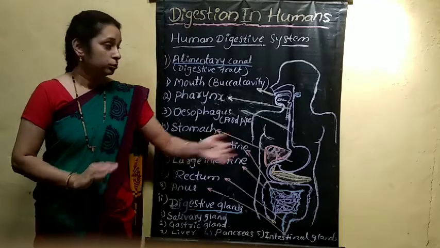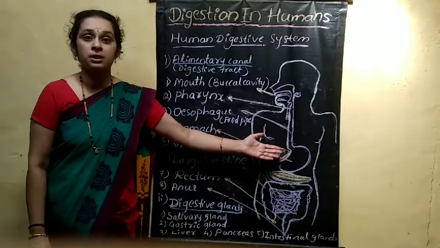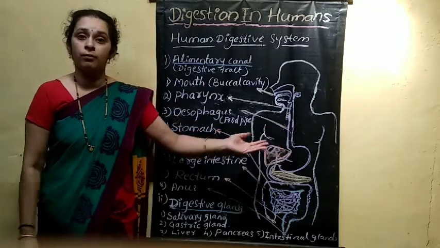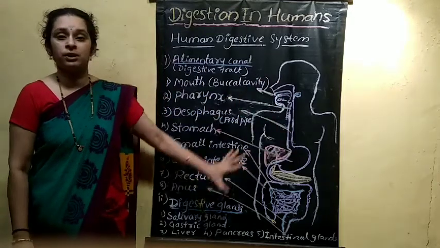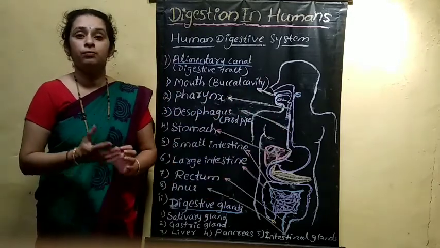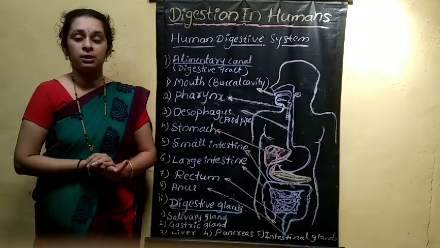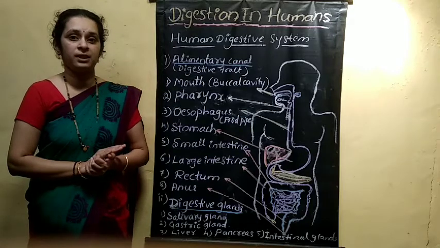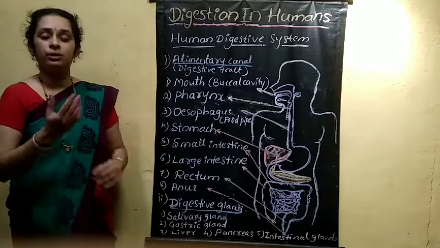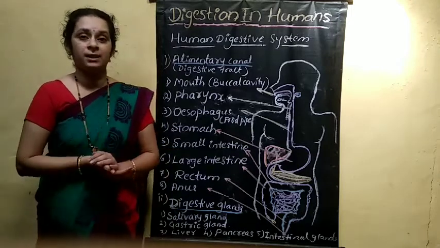You will come across a 3 or 4 marks diagram, only for the diagram and parts. Only for this much you will get 3 or 4 marks. That's why you should practice properly. It is very important. Next we will discuss digestion.